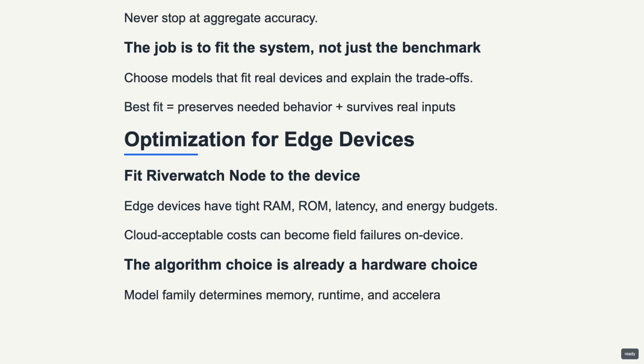Smaller classical models are often easier to ship when the features are strong and the task is simple. Compact, deep models can be more accurate on richer signals, but they usually need more memory, more tuning, and better runtime support.